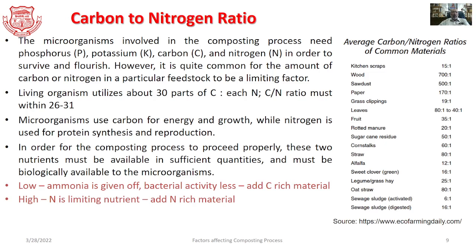Also, if that C by N ratio is high, the N will be the limiting nutrient, the bacterial activity won't proceed further, and hence the process may cease. As such, there is a need to add certain nitrogen rich material like green clippings, also certain food waste, some animal waste, sometimes even blood is added in order to have that C by N maintained in the desired range.